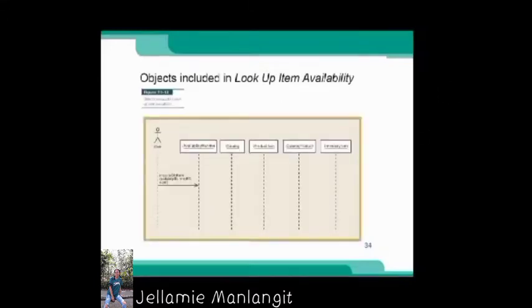These are the objects included in lookup item availability. First is the availability handler, catalog, product item, catalog product, inventory, and also the actor, or the clerk, inquiring on the system.